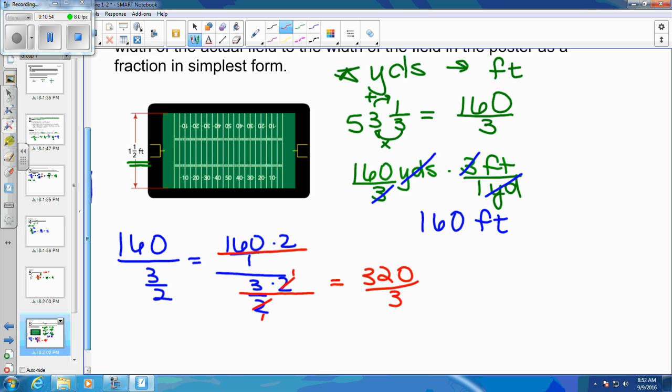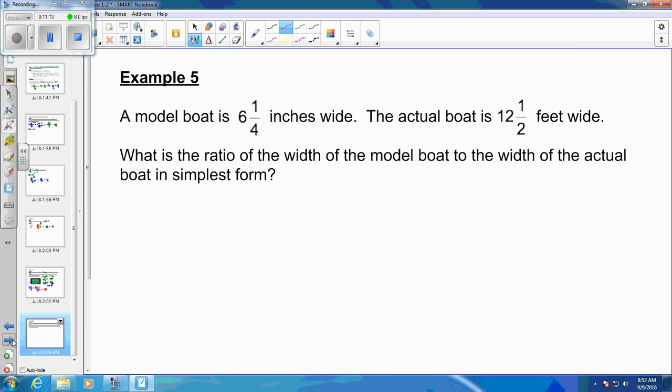So for every 320 feet of a football field, it would be 1.5 feet, or it would be 3 feet on a poster. So 320 for the actual versus 3 for the poster. Okay, I'd like you to try the next one on your own again. If you got 1 over 24, you did well.